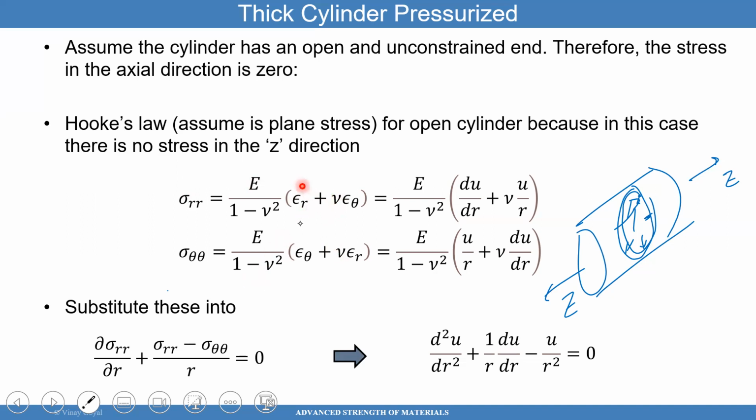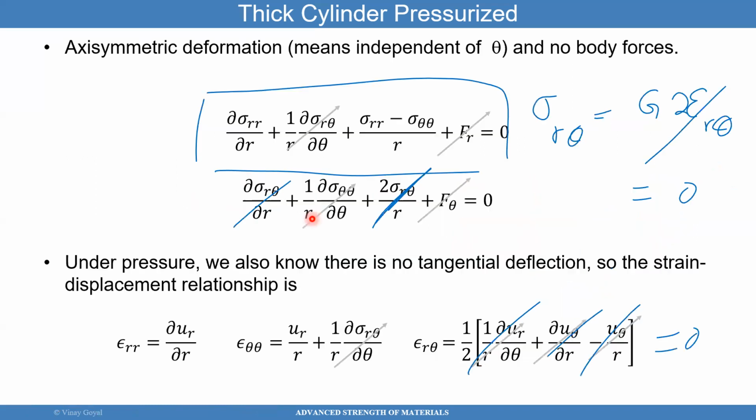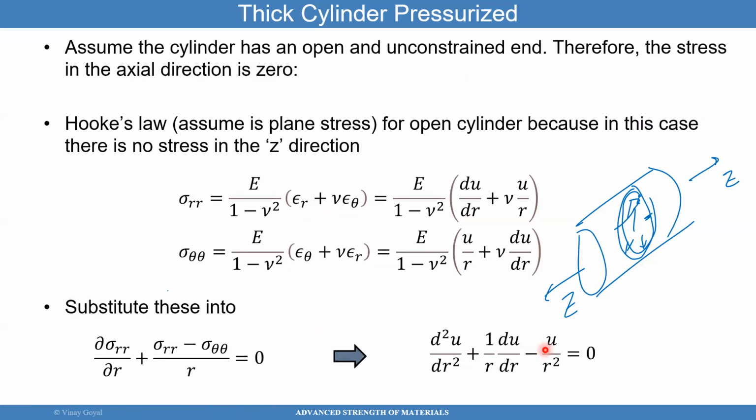Okay. And I know epsilon R, I know epsilon theta, right? So I know those two in terms of deflections. I had that in the previous slide, if you recall. So if I go to this slide, you can see that I know epsilon in terms of deflections, and I can plug that in here. It's plug and play. I put that in there, and now sigma RR is only in terms of deflections. Sigma theta is also in terms of deflections.